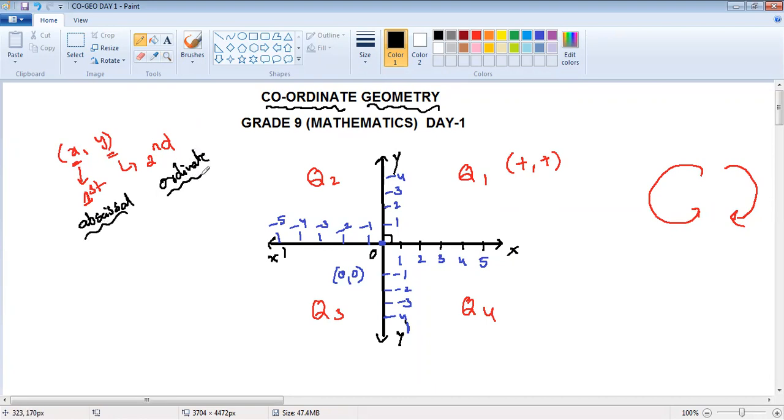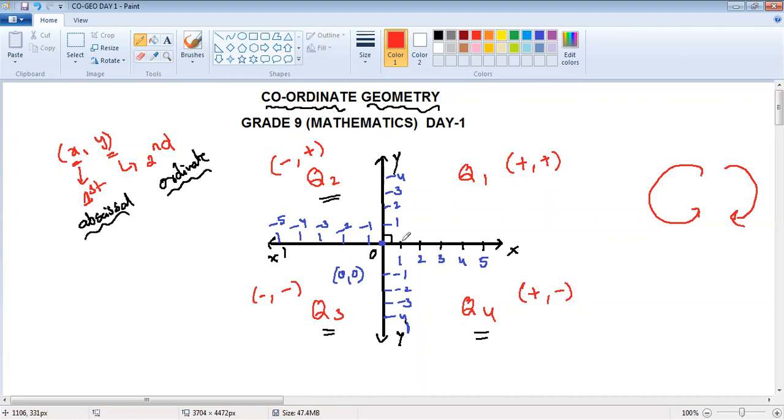Abscissa, ordinate. So Q1, first quadrant, Q2, second quadrant, Q3, third quadrant, Q4, fourth quadrant. When you see this one, X will be positive, Y value also positive, then plus, plus. And here, minus. And here, X only for first, minus. And Q4, this is plus, minus.